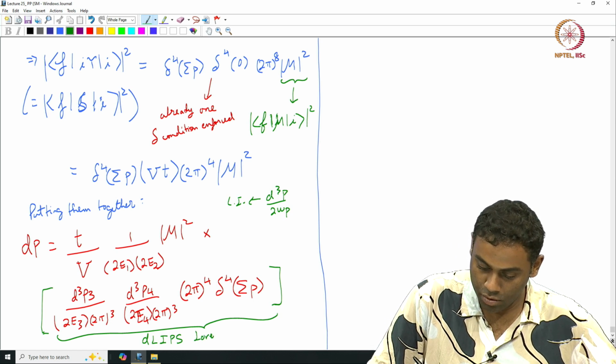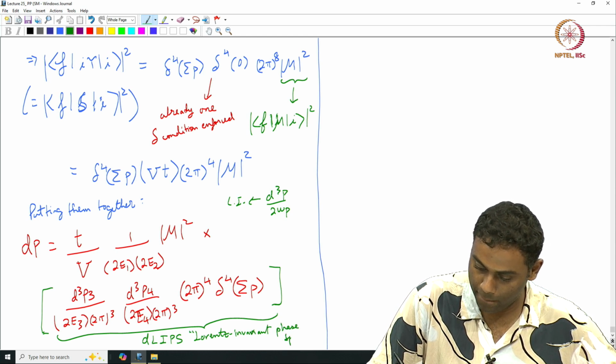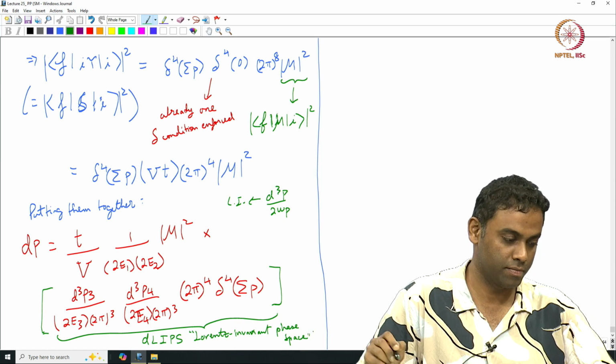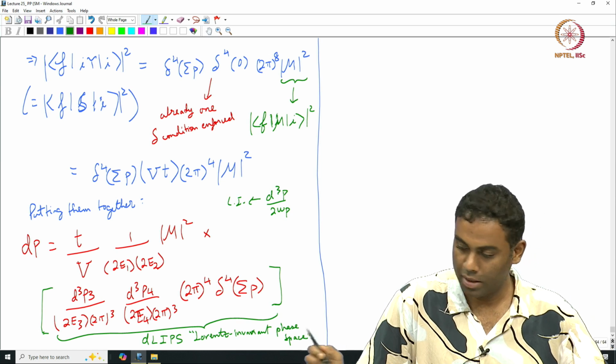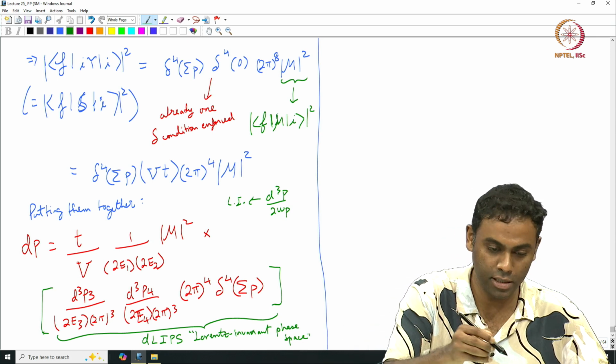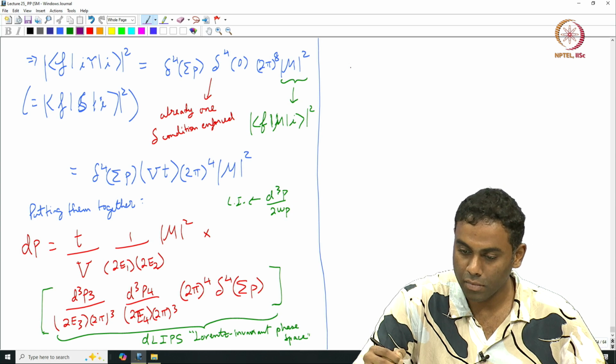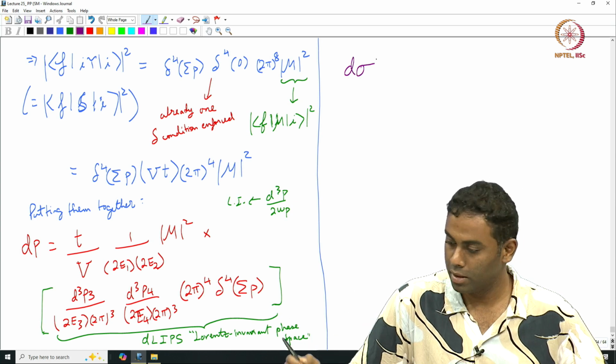Okay. It's worth writing it down. Lorentz invariant phase space, not any phase space. Okay. So we are almost done. So now I just have to write with this. What is now the cross section?